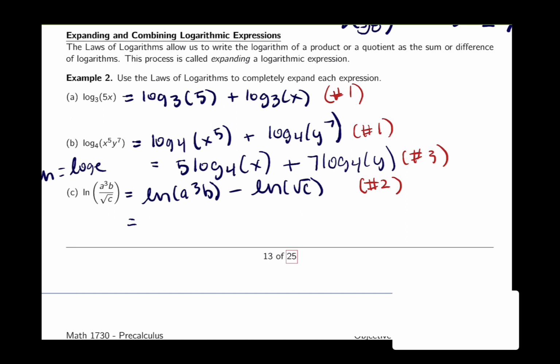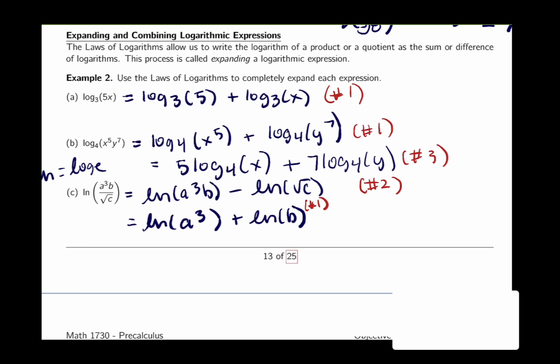My first one, ln of a cubed times b, is a product, with a cubed being the first factor and b the second factor. So I can write this as the ln of a to the 3rd plus the ln of b using the first law of logarithms.